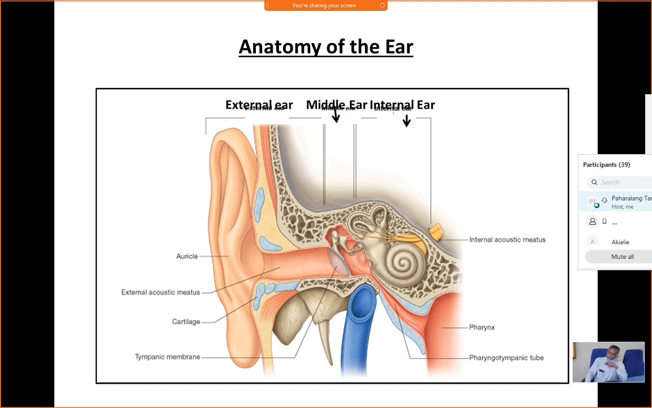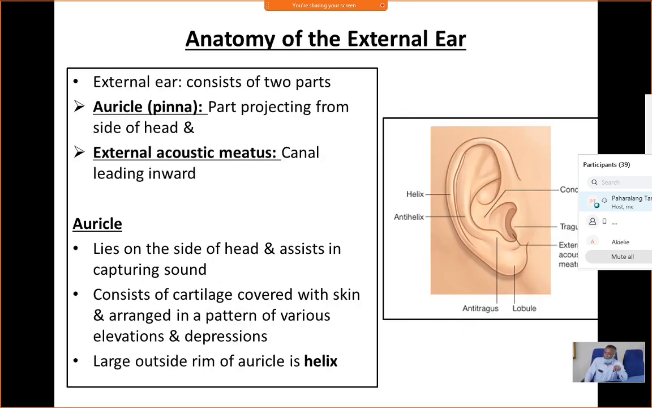But the external ear is divided into two parts. One is the pinna, and one is the external acoustic meatus or auditory meatus. The pinna is attached to the lateral aspect of the head. The external ear, auricle or pinna, projects from the side of the head. The external acoustic meatus is a canal leading inward, which helps in the transmission of the air wave from the external environment. The pinna acts as a rudder, which receives the sound wave from the external environment.